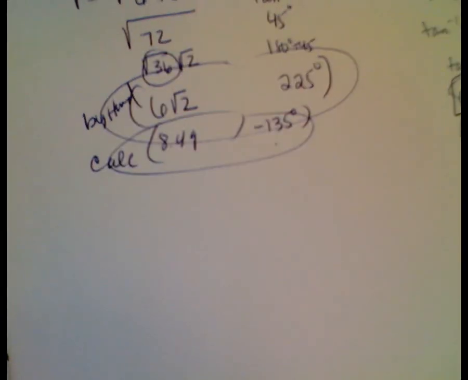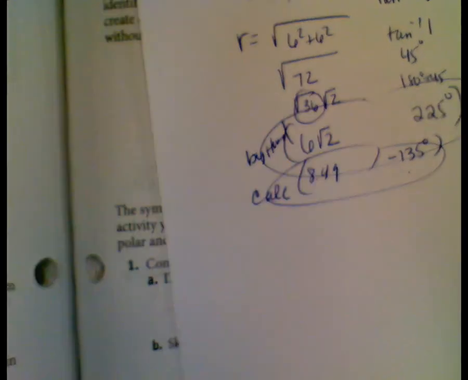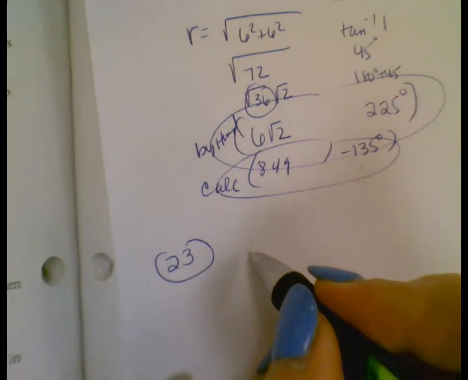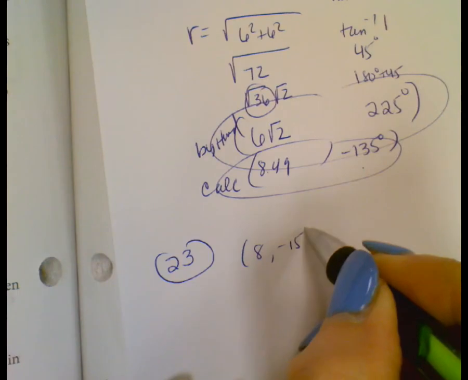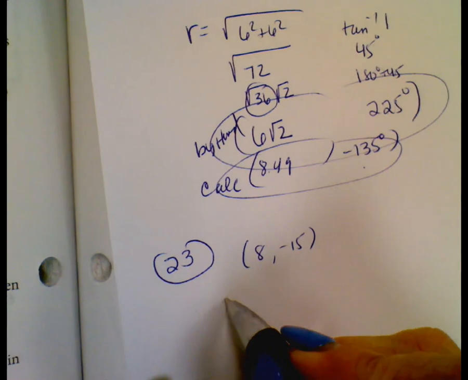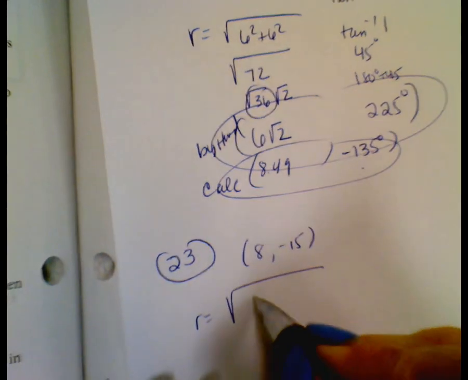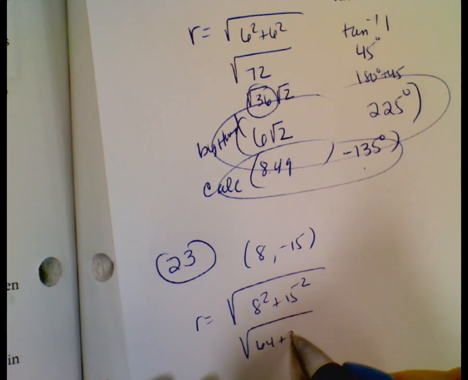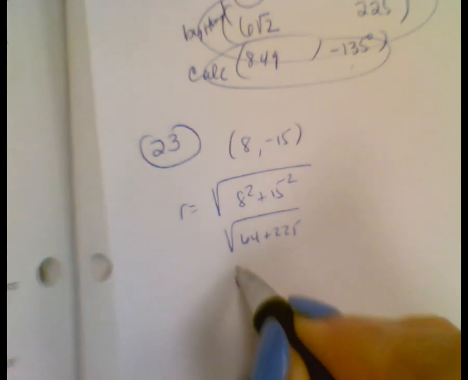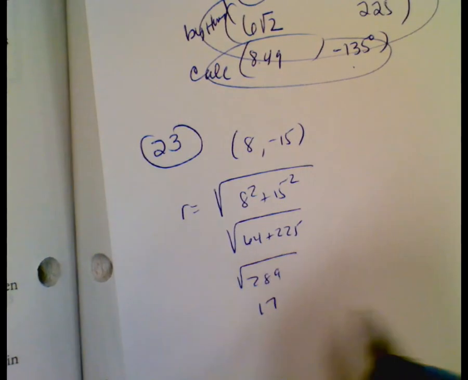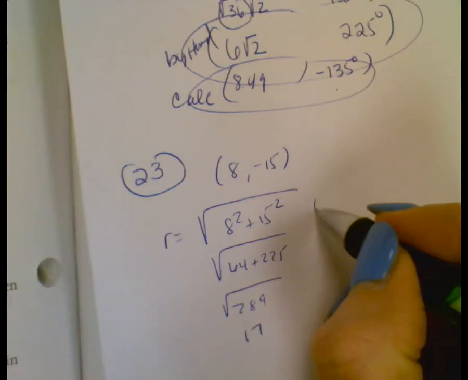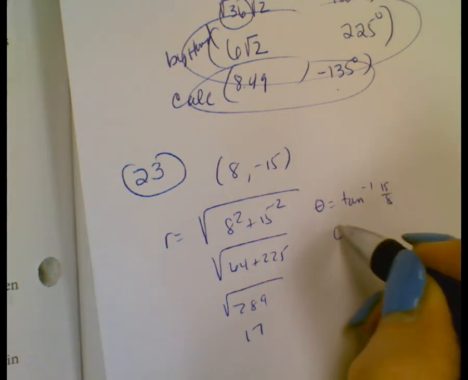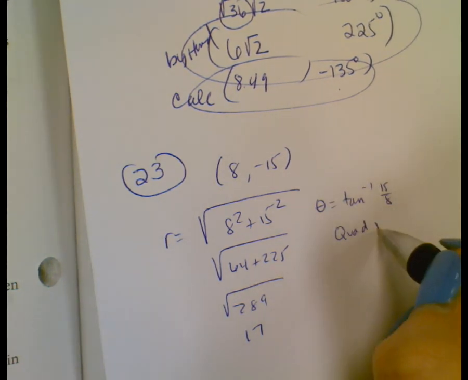All right. I do not think that we're going to do all of these. I might just give you the answers for some of these. So we have 8, -15. By hand, R is 8 squared plus 15 squared, which is 64 and 225, which is 289, which is 17. Angle, arctan of 15 over 8. What quadrant are we in? We are in quadrant 4.